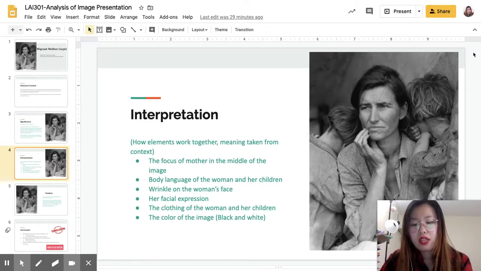The clothes they were wearing are really dirty and old looking. The color of the photo is chosen to be black and white, while color photography was available at the time. It helps to show the depressed feeling of the entire theme and the situation of the time.